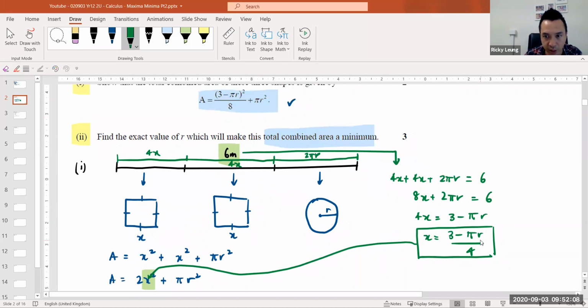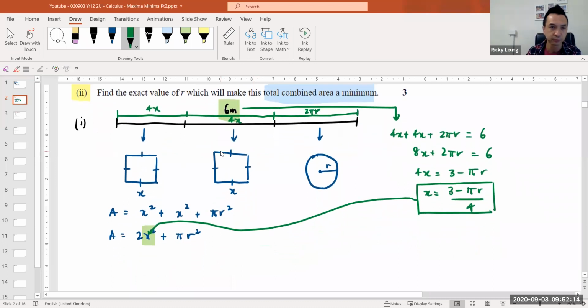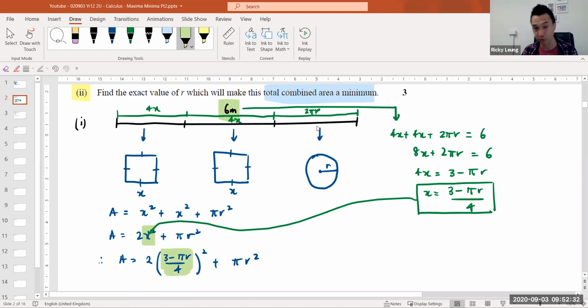And just have a quick glance upstairs, 3 minus pi r, perfect. You can see 3 minus pi r, when I sub the 4 in and I square it, becomes 16, multiplied by 2 becomes 8, perfect. So then therefore, I'll get A equals 2, plug in the 3 minus pi r on 4. Your teachers love seeing the substitution, so please show them this step where you plug in the number instead of just plugging it in and simplifying it all in your head.